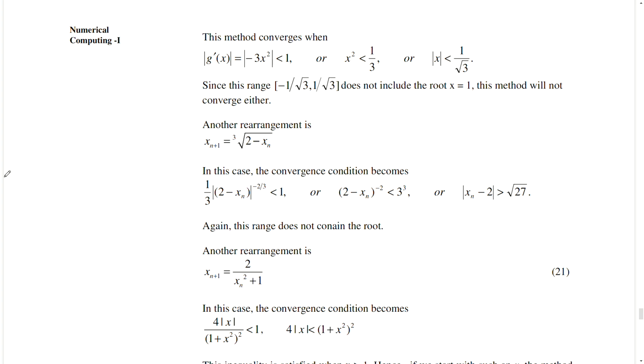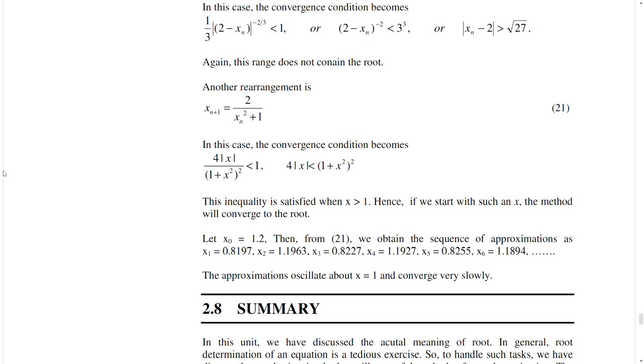Another rearrangement is xn+1 = 2/(xn^2 + 1). In this case, the convergence condition becomes 4|x|/(1 + x^2)^2 < 1, or 4|x| < (1 + x^2)^2. This inequality is satisfied when x > 1. Hence, if we start with such an x, the method will converge to the root.